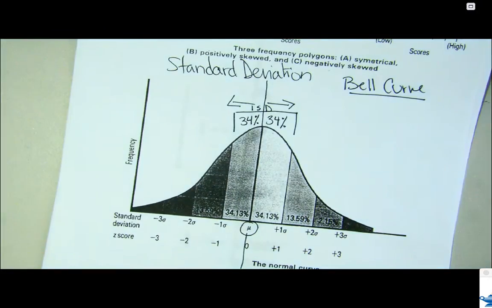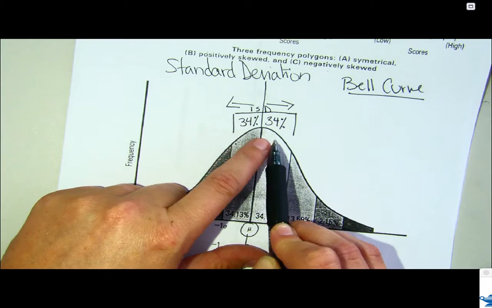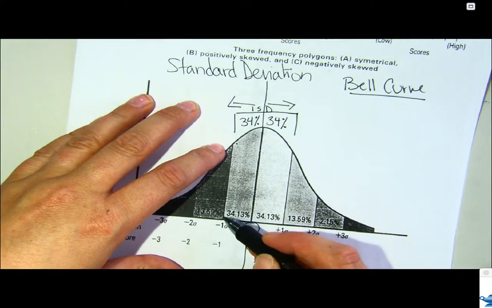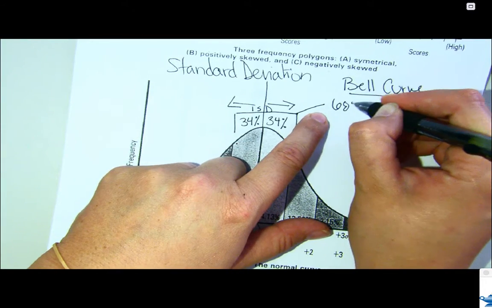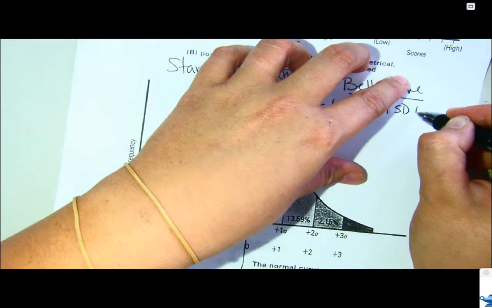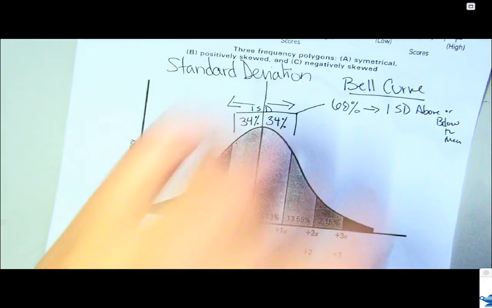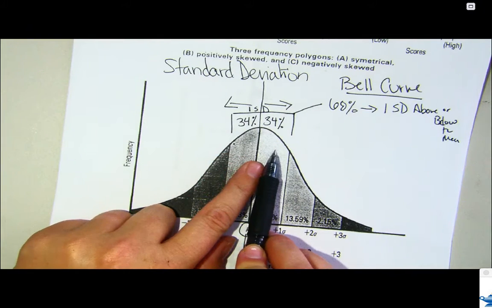Okay? So 34% of all data is one standard deviation below the mean. 34% of the data is one standard deviation above the mean. So from here to here comes to a grand total of how much? 68% of all data equals one standard deviation above or below the mean. Okay? So, your average person, 68% of all people who take the AP exams are one standard deviation below the mean, one standard deviation above the mean. Does that make sense to you? Because we're going to make it complicated here in a minute.